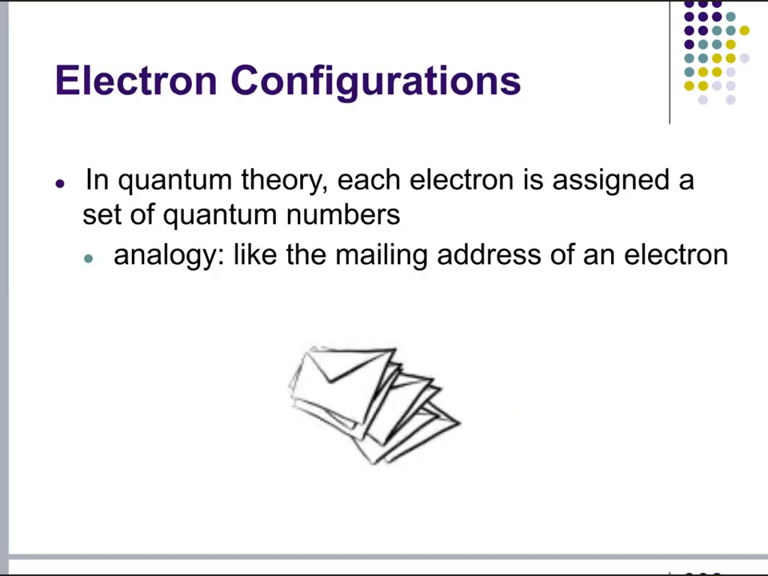When we learn how to do electron configurations, we're going to use a series of quantum numbers. These numbers are going to try to describe the location of an electron. So kind of like an address would describe the location of a house, we are trying to describe the location of an electron using a set of quantum numbers.